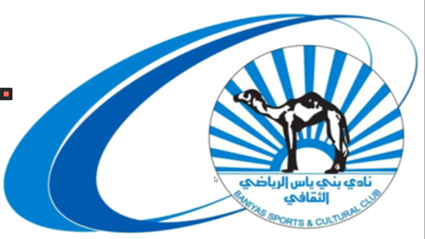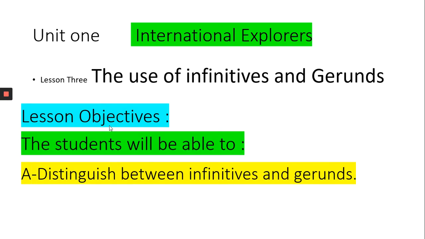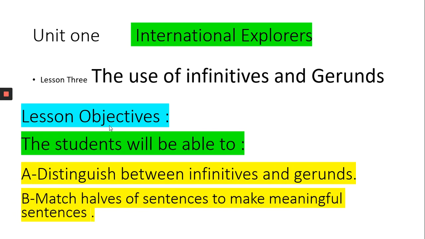The lesson we are going to read about today is Unit 1, International Explorers, Lesson 3, the use of infinitives and gerunds. Lesson objectives: the students will be able to, number 1, distinguish between infinitives and gerunds. Objective number 2, match halves of sentences to make meaningful sentences. So we have different sentences that are split into two halves, and you have to match the halves that are meaningful.